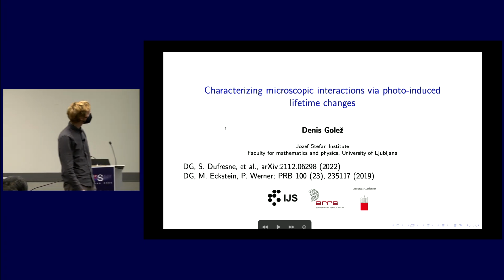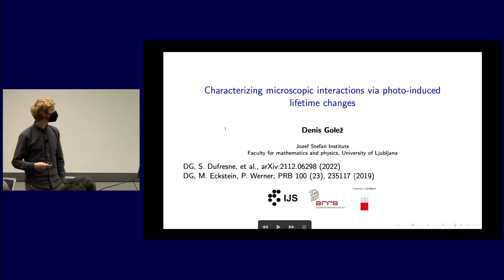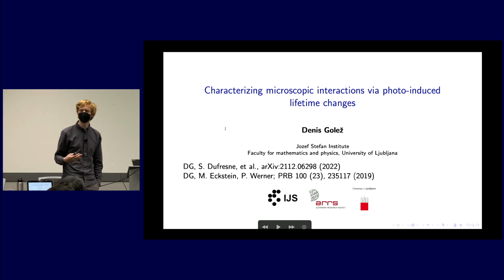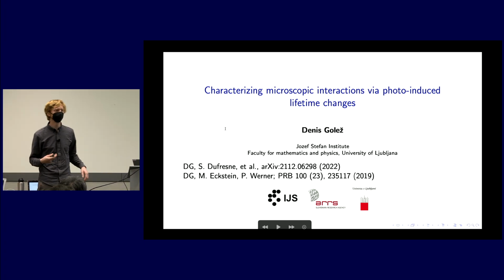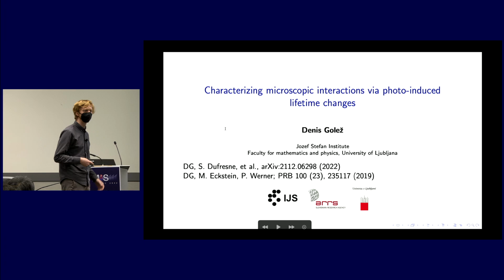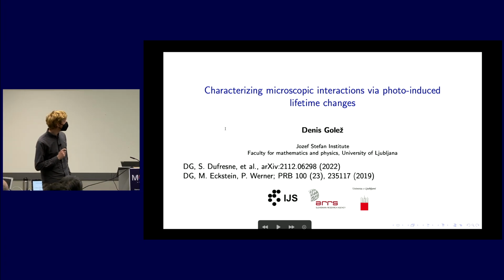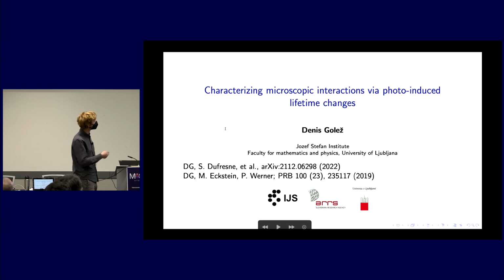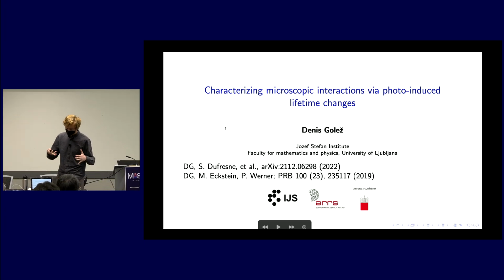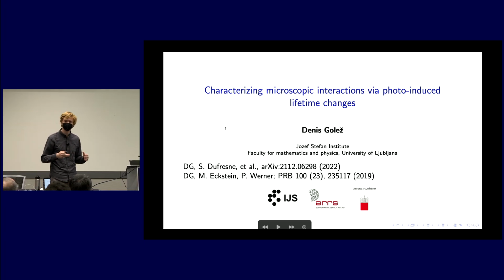But today I would like to introduce a new protocol, basically to address a very old question, this chicken and egg question, where we have several competing degrees of freedom in our system, and we would like to understand which of them is the driving force behind a given phase transition. The idea is based on photo-induced changes in the lifetime, and the data can serve as a very sensitive measure of underlying microscopic competitions.